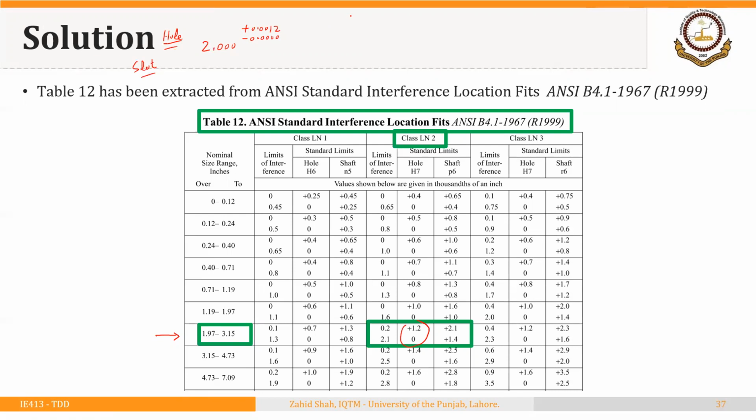And now what about the shaft or the key? The basic size of the shaft in this case will be equal to 2 plus 2.1, so that will be equal to its upper limit. So 2 plus 2.1 divided by 1000, that will be equal to 0.0021. So the basic size will be equal to 2.0021.